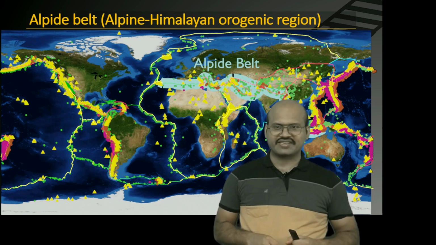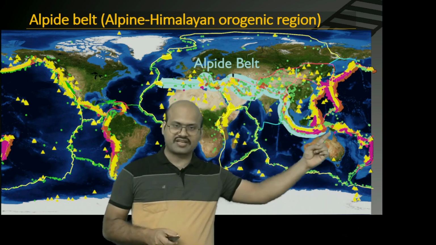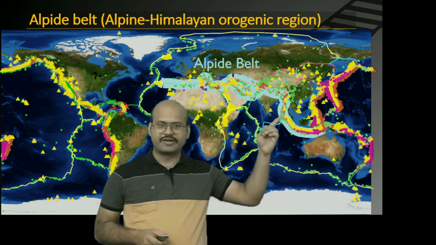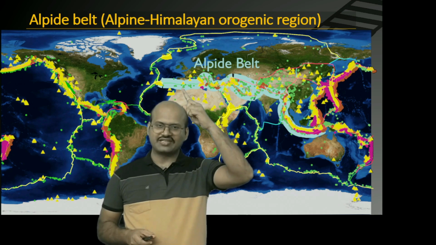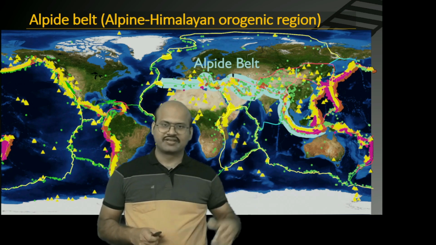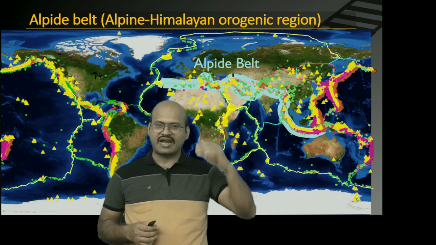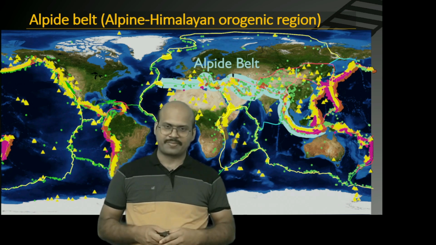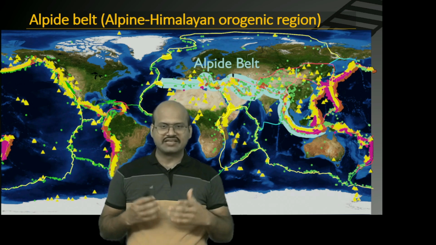The second region is the Alpide belt. This Alpide belt is the Alpine-Himalayan orogenic region. Here we see that this region extends from Indonesia, it passes through India and then it reaches Europe. So you can see this whole Alpide belt. It is called the Alpide belt because all the mountains in this belt had origin at the same time. They all originated together. It includes the Alps, Himalayas, Zagros, Elburz and several other mountains.